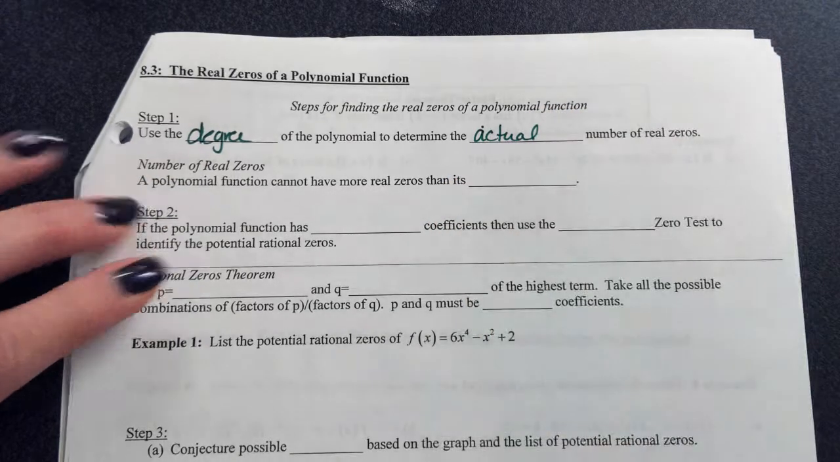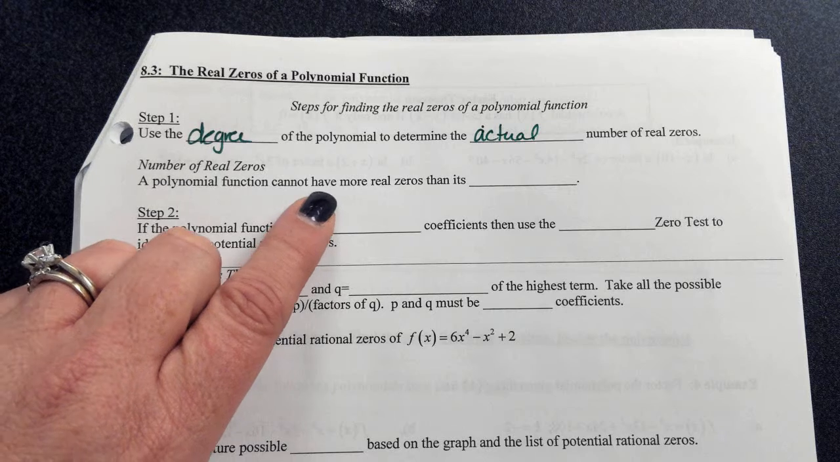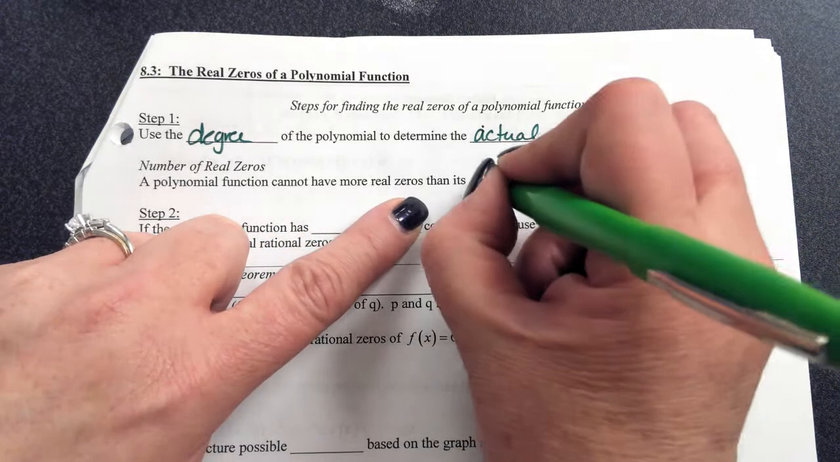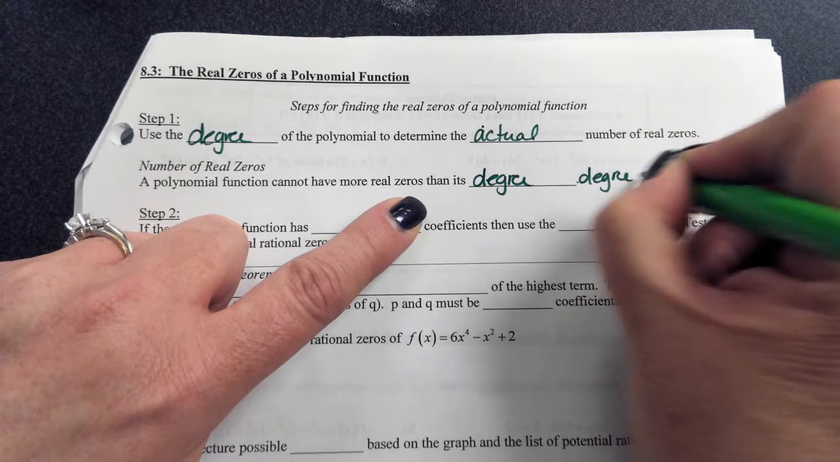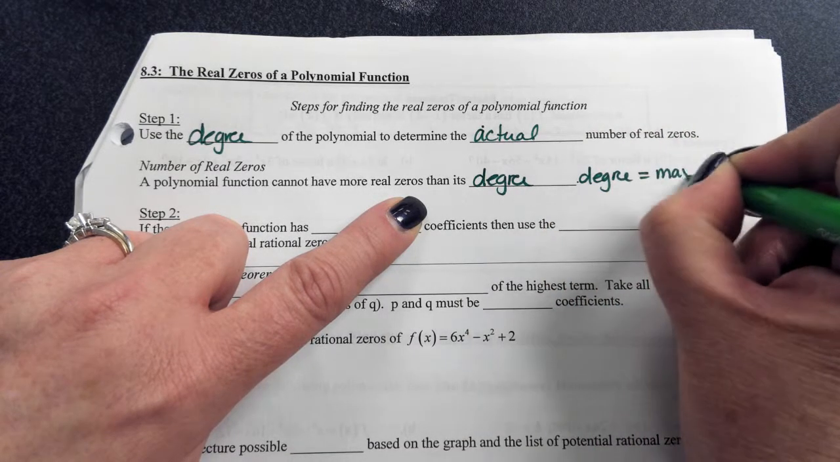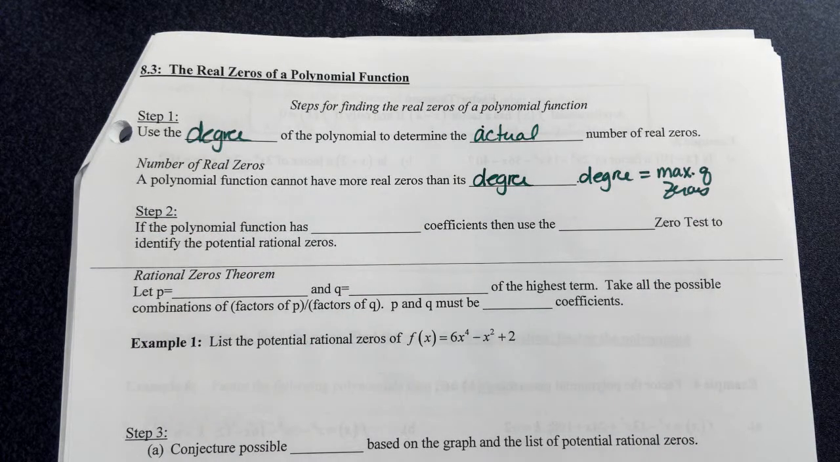actual number of real zeros. So a theorem that you talked about last year in Algebra 2: a polynomial function cannot have any more real zeros than its degree. So in other words, the degree is equal to the maximum number of zeros. If you have, let's say, a 6th degree polynomial function, you can have no more than 6 solutions. If you have a 20th degree polynomial function, you can have no more than 20 solutions.